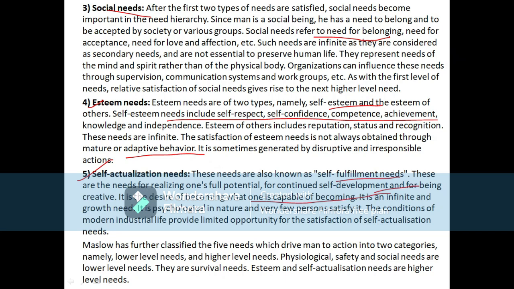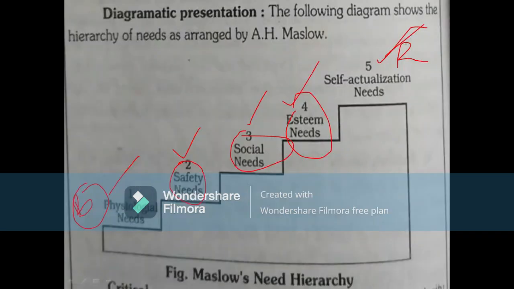Therefore Maslow classified the needs that motivate working persons into five needs. We can categorize them as lower level needs and higher level needs. What are lower level needs and what are higher level needs? If we see here, these three are lower level needs, and these two are higher level needs.